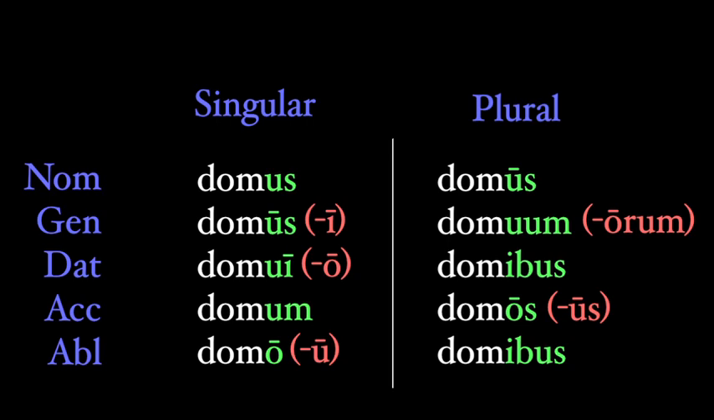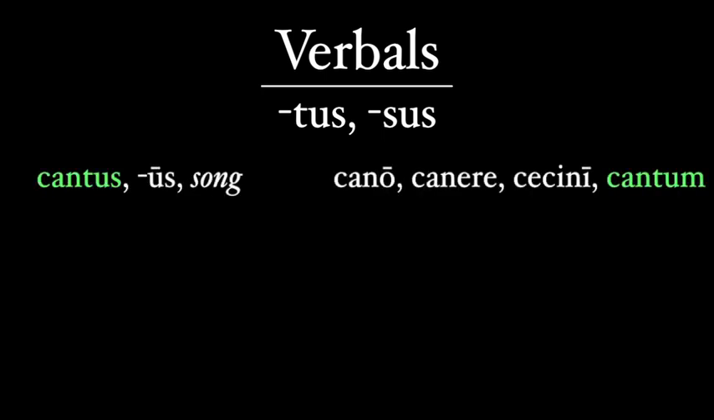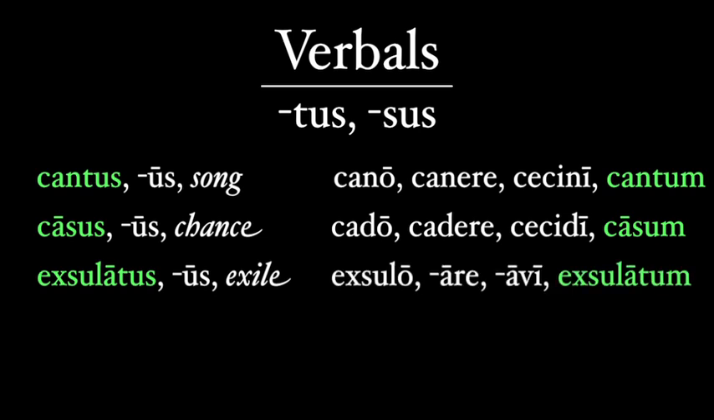Many fourth declension nouns are actually verbals, meaning that they are formed from verb stems with the suffix -tus, which through assimilation can also be -sus. So cantus, song, comes from cano, to sing. Casus, chance, comes from cado, to fall. And exsilium, exile, comes from exsulo, to be in exile.